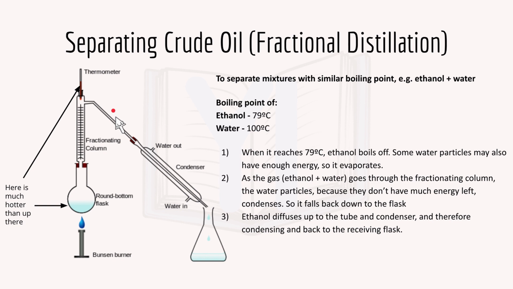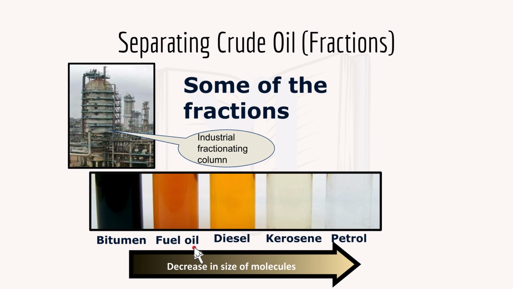So it just goes here. And here they run water in, water out. And then ethanol will condense back to liquid form, and therefore goes to the receiving flask. So here we have different fractions. Here's an oil refinery. We have the fractionating column. We have bitumen, fuel oil, diesel, kerosene, and petrol, and it decreases in size of molecules.